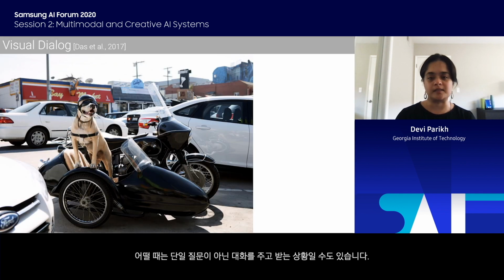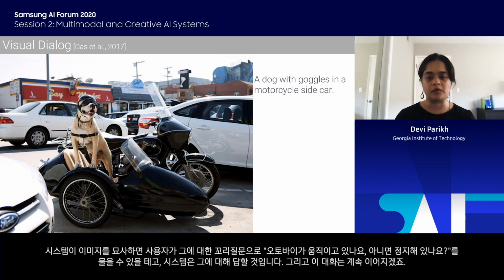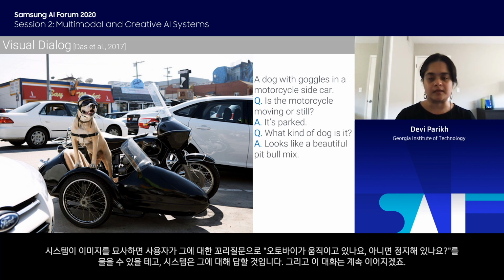And it might not be just a static single question, but there might be a back and forth conversation where the system might start with a description of the image and the user might have a follow-up question. Is the motorcycle moving or still? The system might answer its part, and this conversation can continue from there.